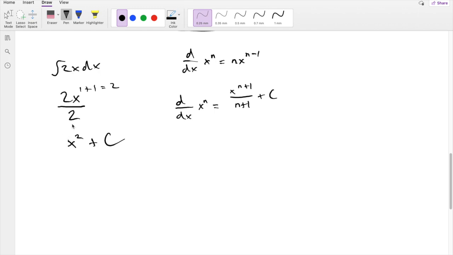This fundamental concept of the anti-power rule will be paramount in our later investigation into integration and initial value problems.